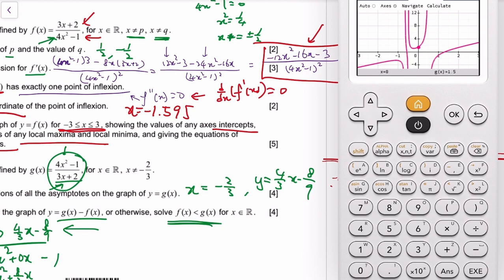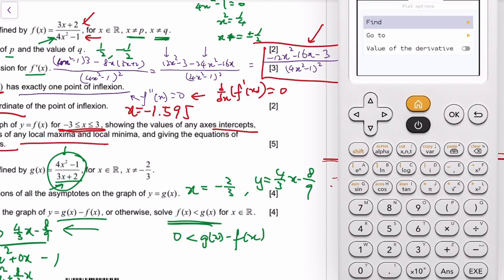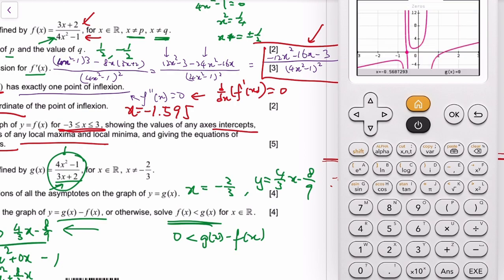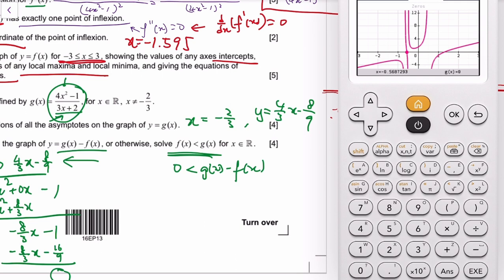Now we want f(x) to be less than g(x). That would mean g(x) minus f(x) is bigger than 0. So we want a part of the graph that is bigger than 0. So we will need the x-intercepts. So find zeros. The one there. Alright, let me roughly draw the graph. There's a vertical asymptote at -2/3, and then the right hand side looks like this, and then we have, where's the asymptote? Why do I feel like the graph is so weird? Why does it look like there are two different vertical asymptotes?